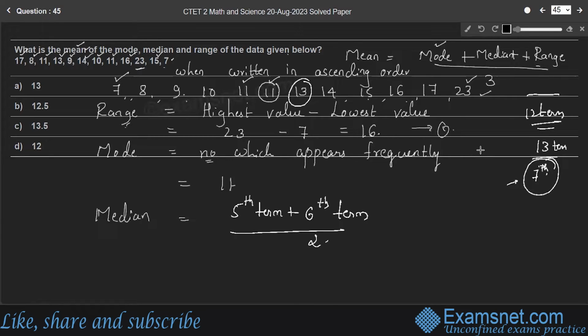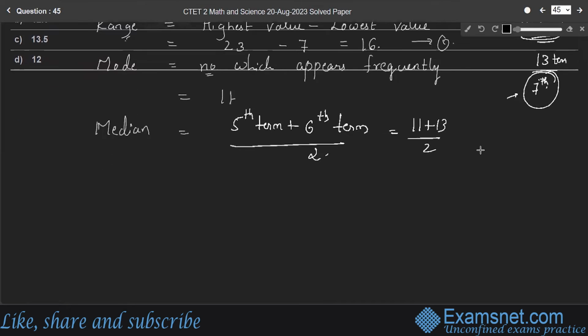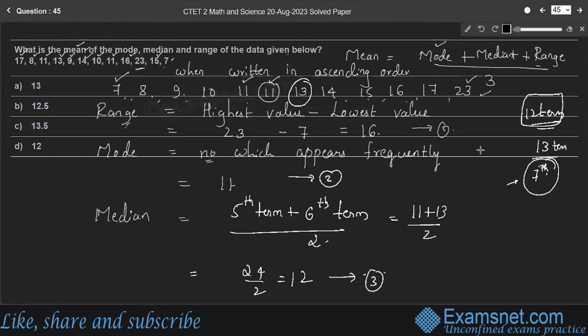Therefore, seventh term becomes the median. So here in this case, there are 12 terms. Therefore, we have to consider mean of fifth term and sixth term. So fifth term is 11, sixth term is 13 by 2, right? Therefore, median becomes 24 by 2, which is 12. So 12 is the median and mode is 11, right? And range is 16. So here the question is to find mean of mode, median and range.